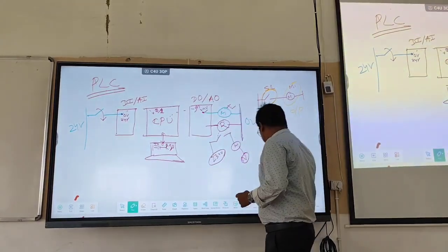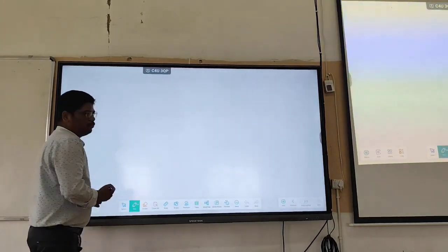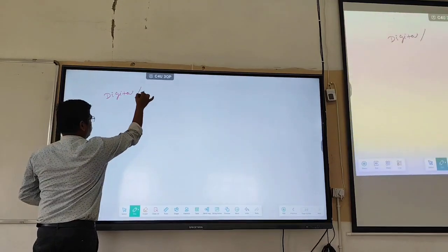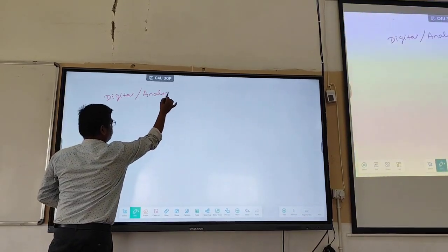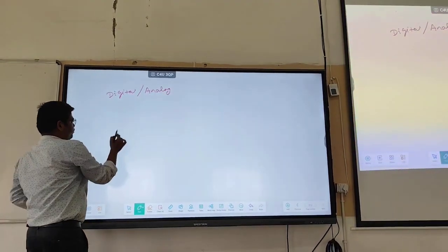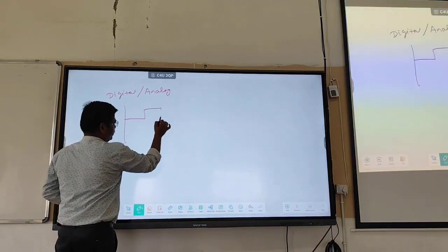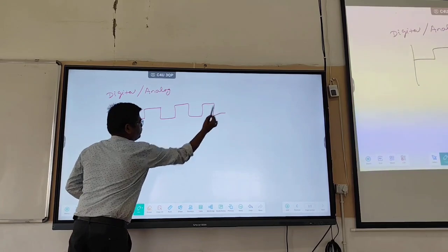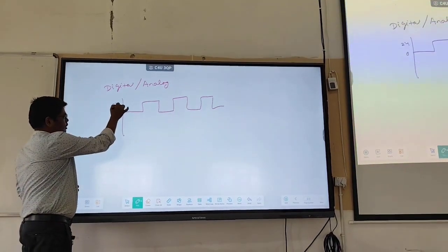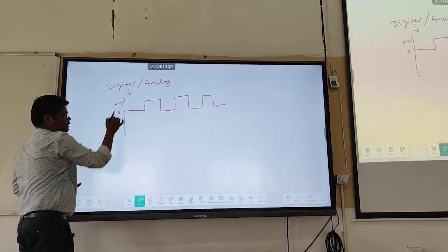Now let's understand what digital inputs and analog inputs are, or simply how you can differentiate between digital and analog signals. Okay. In a digital signal, we get signals like this. So the state is 0. This is, let's say, 24. So either you get 0 or you get 1 in case of the digital.